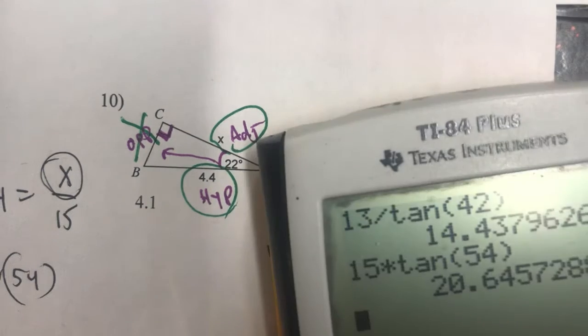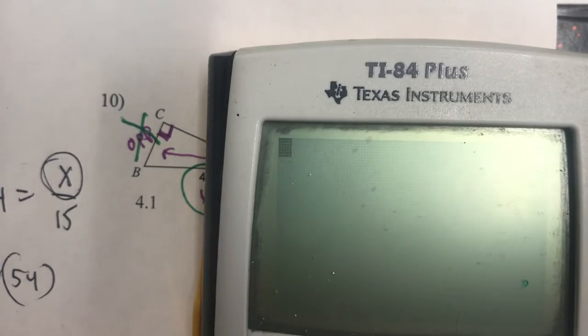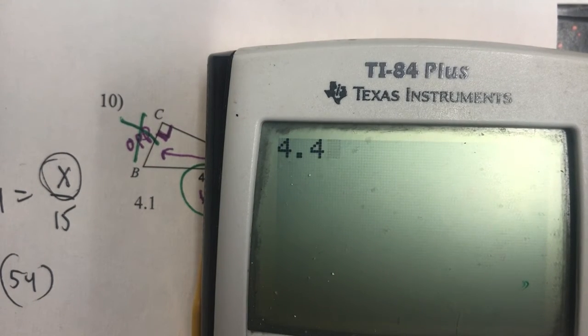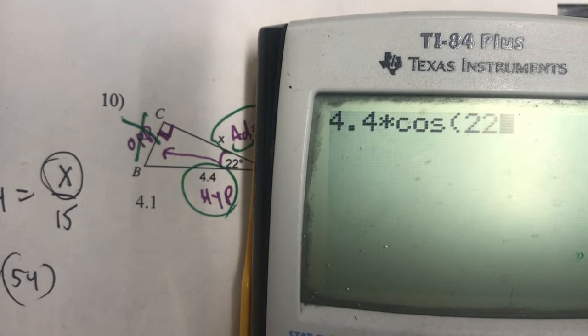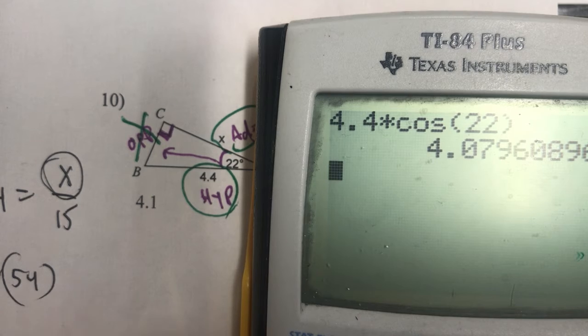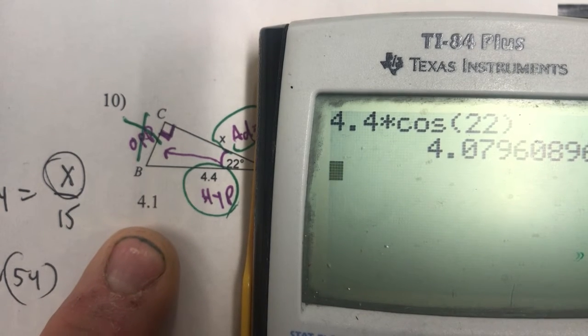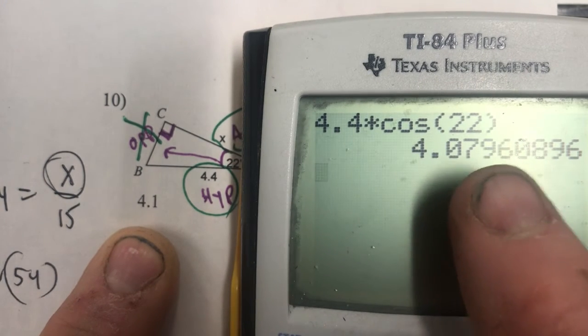All right, so 4.4 times cosine 22, yep. 4.07, which means 4.1. Rounds to 4.1. See, the 7 makes the 0 go up to a 1.